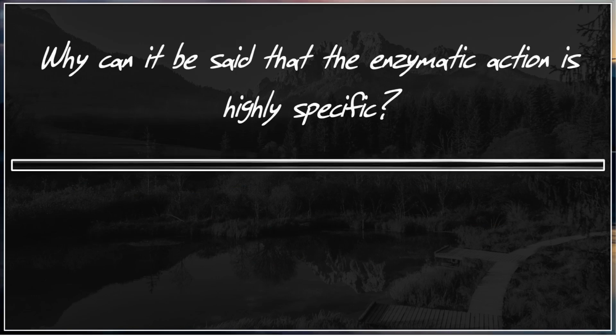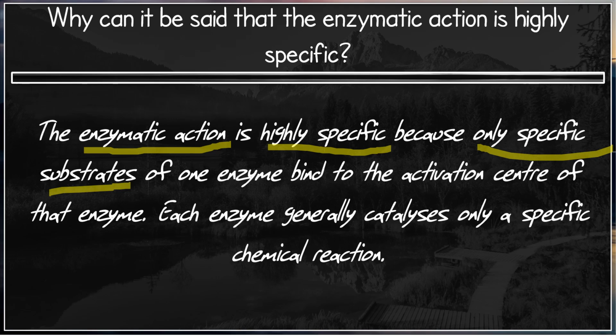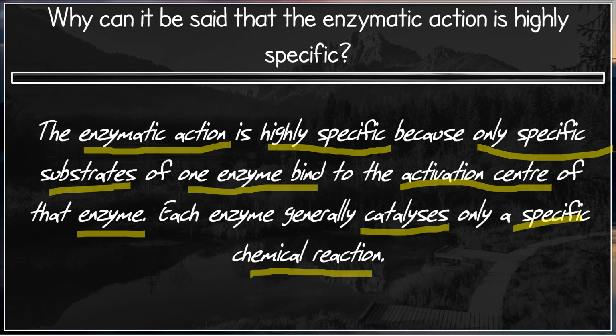Why can it be said that enzymatic action is highly specific? Enzymatic action is highly specific because only the specific substrate of one enzyme binds to the activation center of that enzyme. Each enzyme generally catalyzes only a specific chemical reaction.